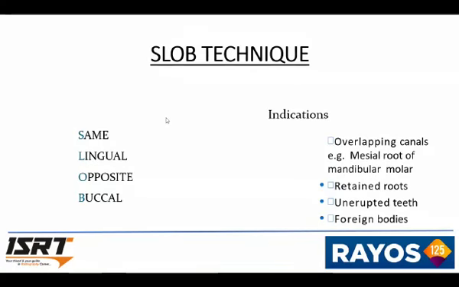And the slope technique is otherwise called the shift technique. This is actually same side lingual, opposite side buccal. So the indications are overlapping canines, for example the mesial root of a mandibular molar, etc. And retained roots, unerupted teeth, foreign bodies, etc.